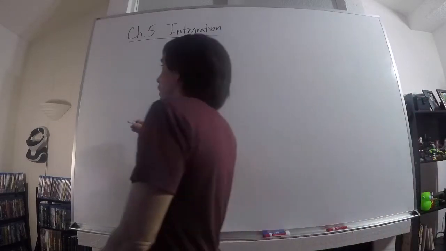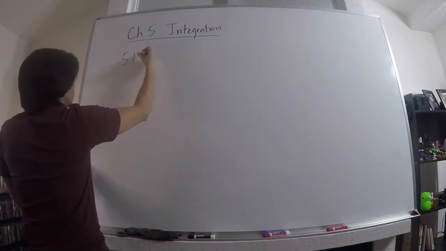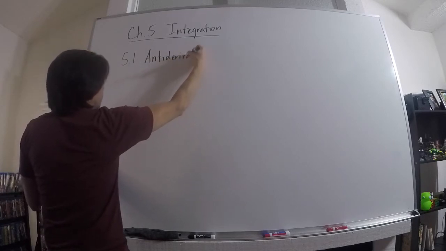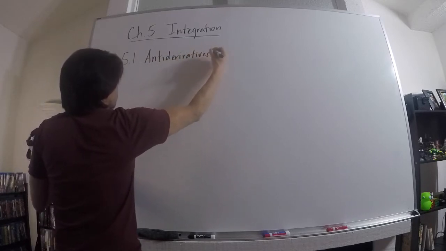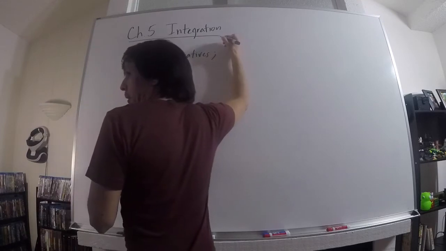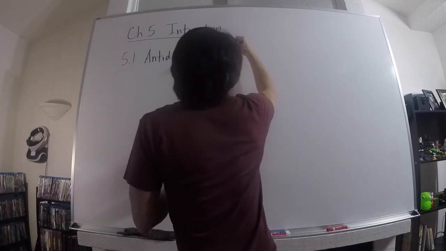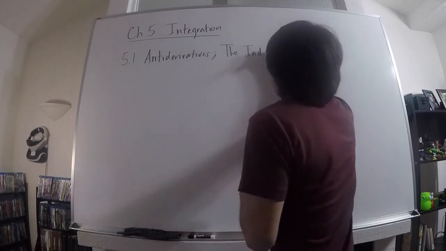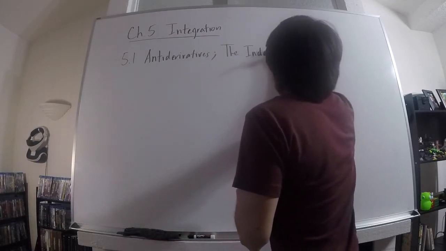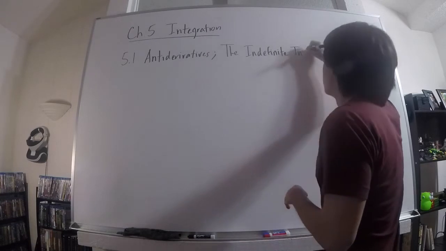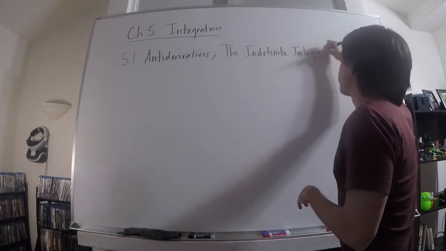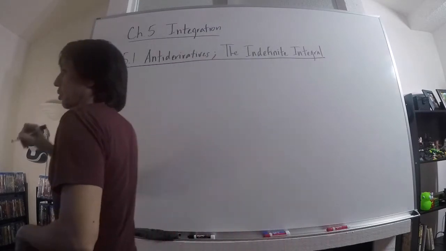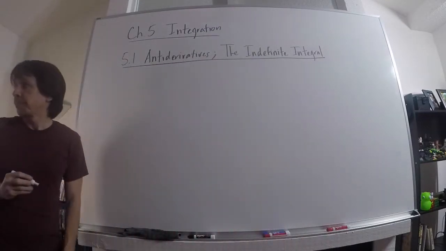But we'll do 5.1, which is on the concept of antiderivatives, which is the opposite of derivatives essentially, and the indefinite integral. There'll be what's called an indefinite integral and a definite integral. We'll learn about the distinction once we get through this. Okay.